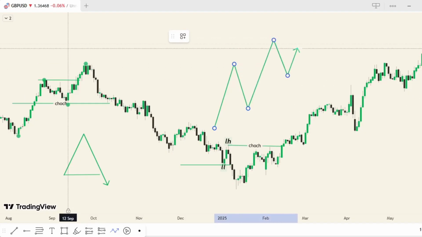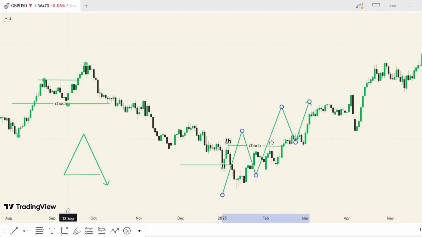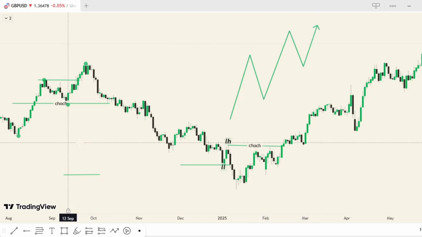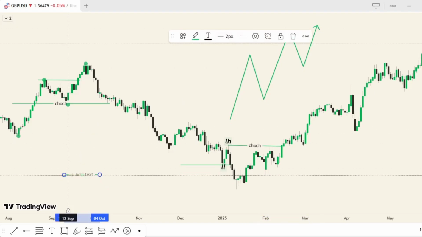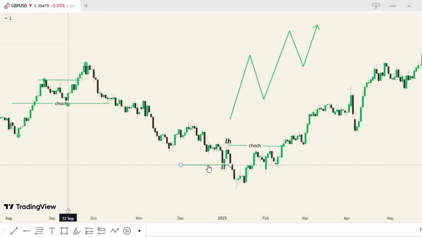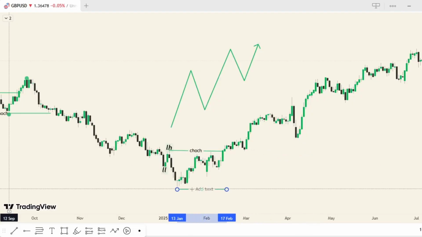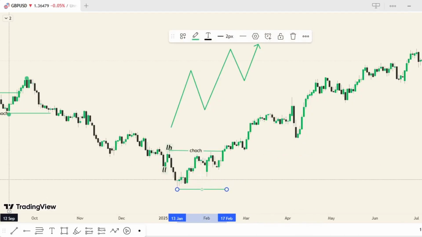This is just how the structure of the market is. So in this case, we have a higher low, higher high, higher low, higher high, higher low, and a higher high. So now let's shift this to this other structure. So now we have a low, which is this, the last swing low before we had a change of character.